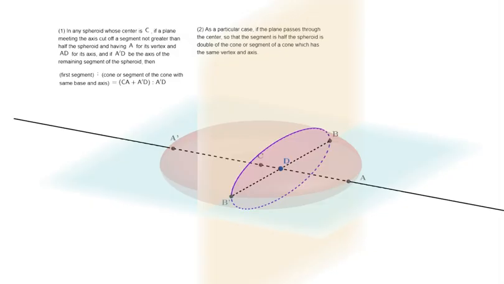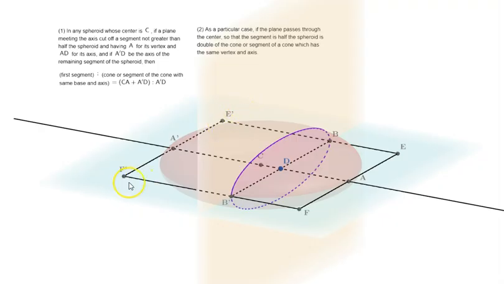Let's draw a tangent at A and let's mark this as EF. Okay, let's now draw this line. Now let's again draw a tangent at A prime, and we name it as E prime and F prime. So now here we can draw a cylinder, we can draw a cone with the same base and the same axis.